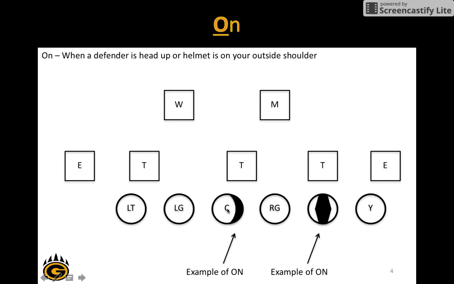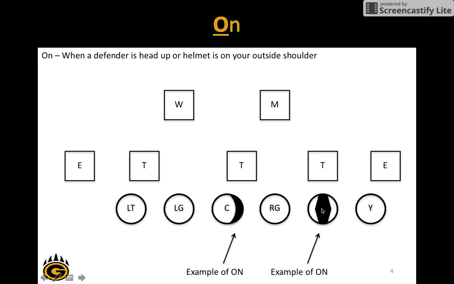So if we look at the center, he's going to look at his gap. He has no one on his inside shoulder of the left guard and no one on his inside shoulder and no one in his gap. But he does have someone on him. Okay, it's not head up, but I said it's on his outside shoulder. So he now has the tackle. The right guard, we're not going to worry about the right guard right now. We're going to focus on this tackle.